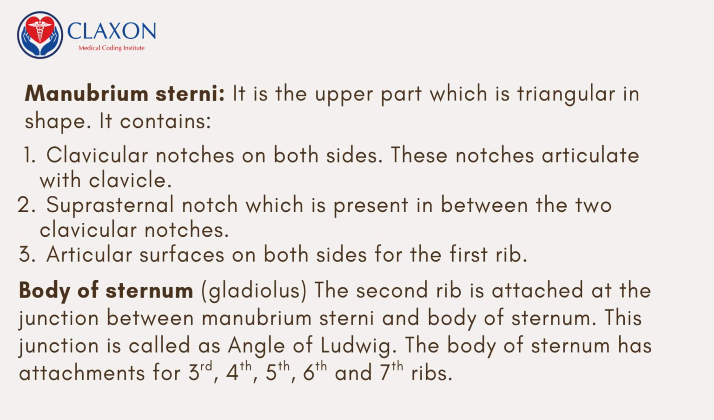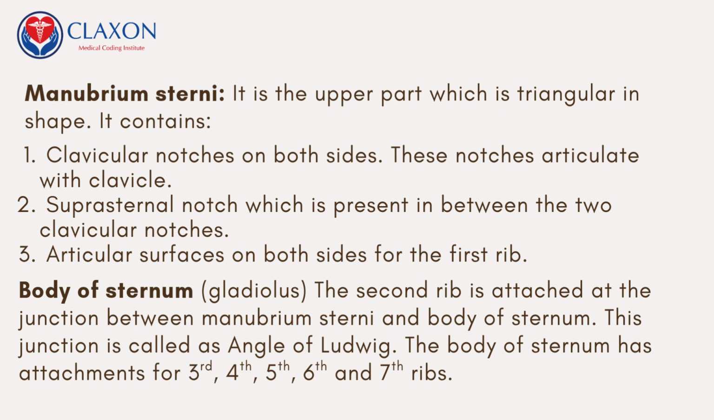Manubrium sterni, it is the upper part which is triangular in shape. It contains clavicular notches on both sides. These notches articulate with clavicle. Suprasternal notch which is present in between the 2 clavicular notches. Articular surfaces on both sides for the first rib.